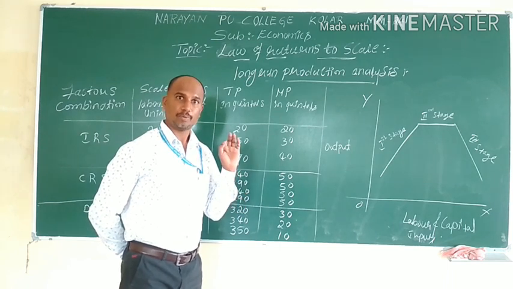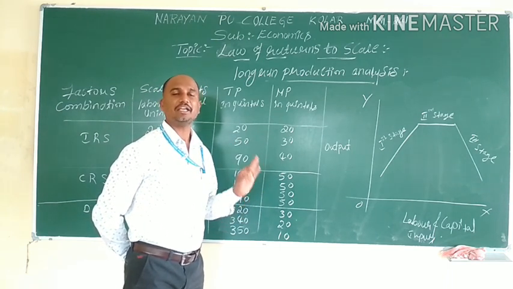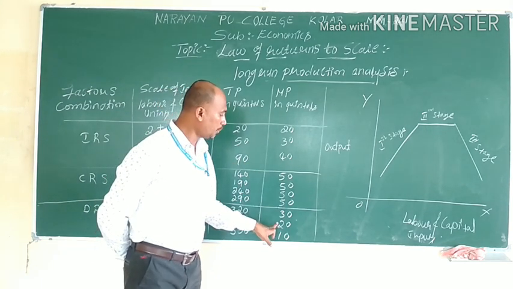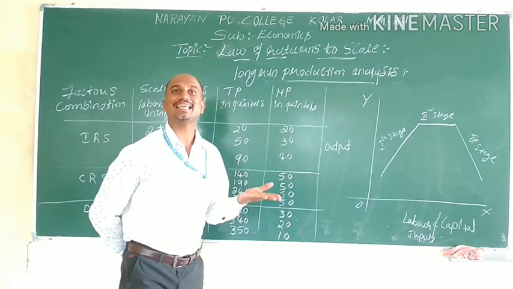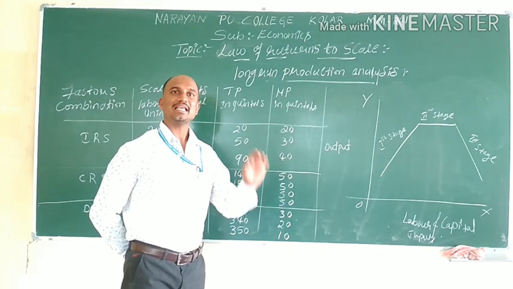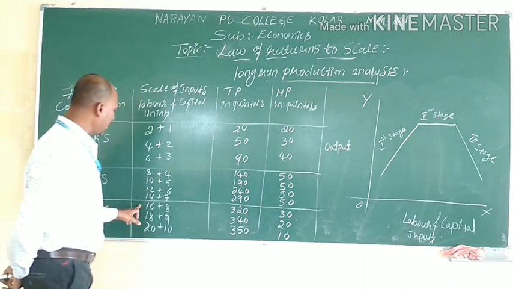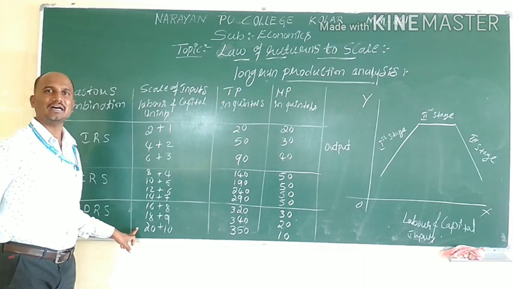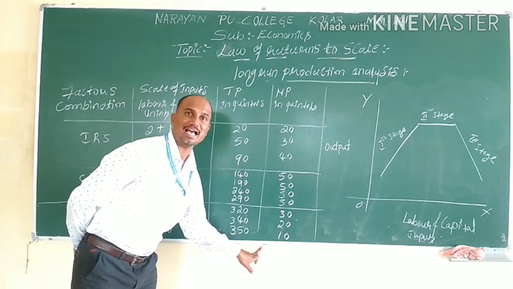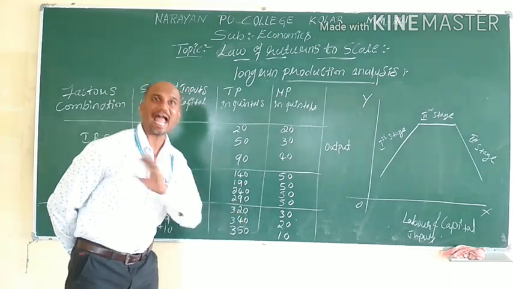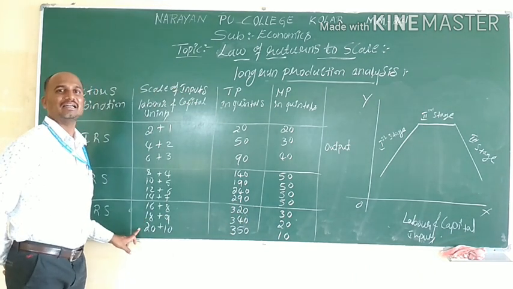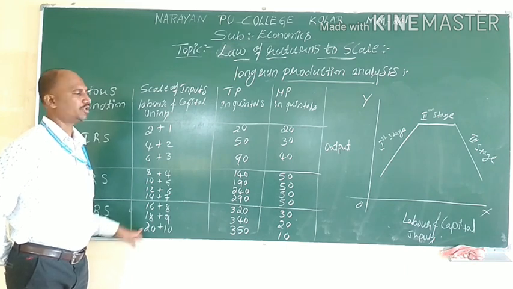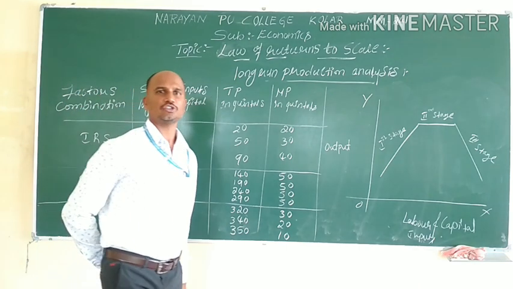But particularly under diminishing returns to scale or decreasing returns to scale, the output increases less. Output increases less compared to the increase in the input. Output increases, but less than the increase in the inputs. It is called diminishing returns to scale.